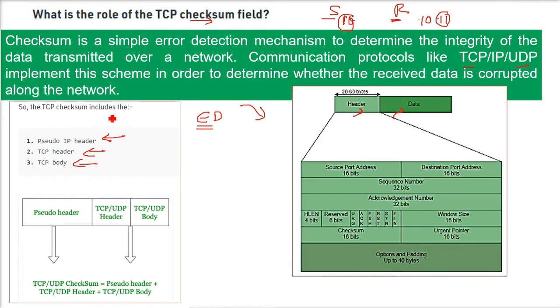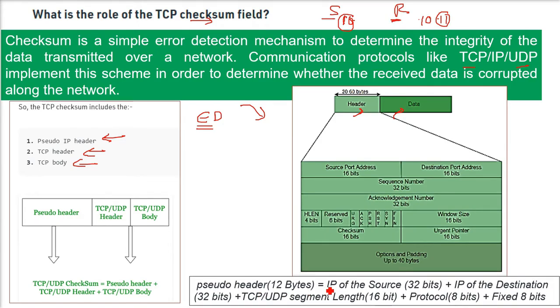So TCP header and body we add, and there is a pseudo IP header. Both in UDP and TCP they are generated, and the pseudo header will only contain those values which don't change, like the IP of the source, IP of the destination, TCP/UDP segment length, protocol, and the fixed 8 bits. So these are added. The pseudo header is just created for the time. It has no value. It is just for checksum.